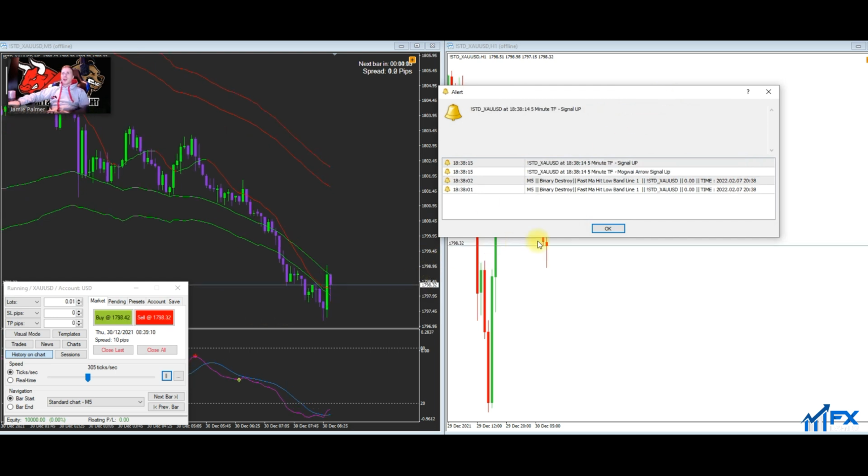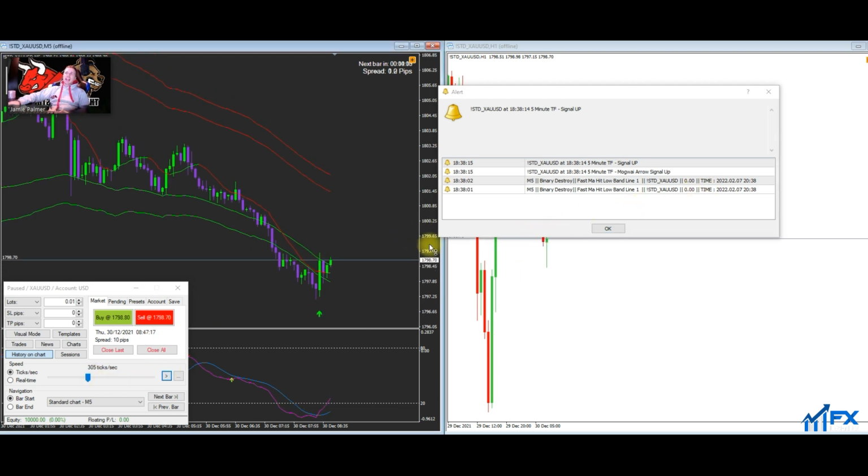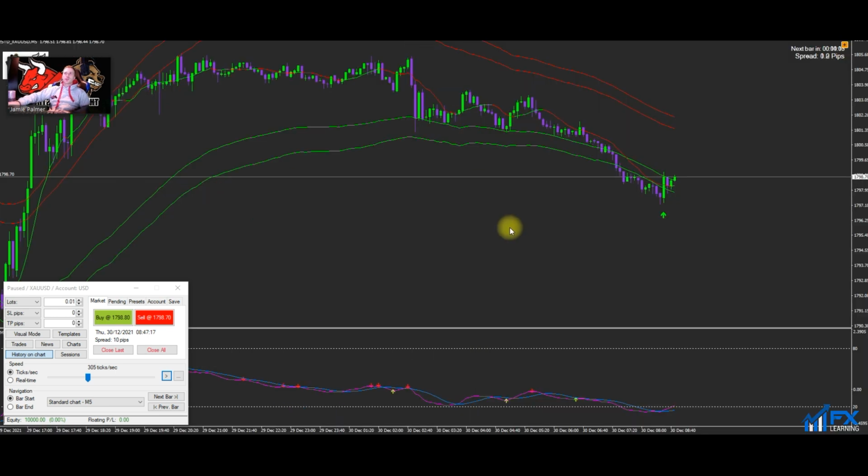Okay, so I'm just going to pause it here. The binary destroyer has produced a setup for me now. What I would do, if I was trading this live, is first of all look at the actual setup. Let me just break it down for you here, so you start to understand what I'm doing in my brain and the way I work out trades.